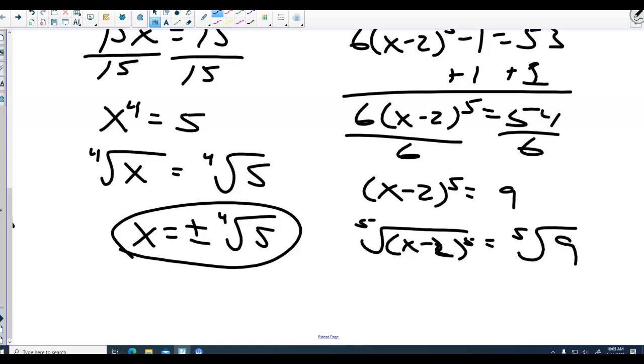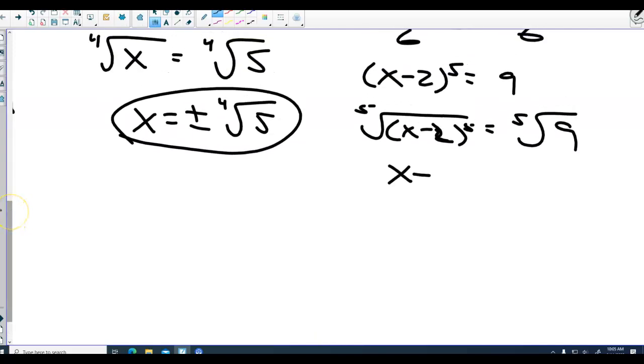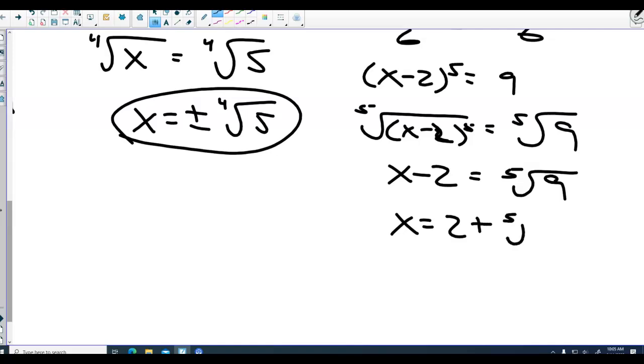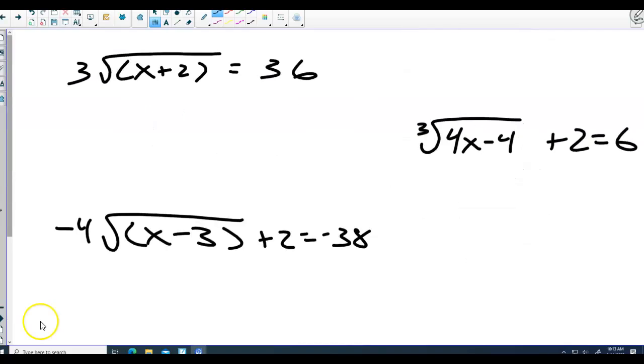Now, the square root of 9 is 3. We don't know the 5th root of 9. So you just leave it. So x minus 2, the 5th root of something raised to the 5th, cancels the exponents. 5 divided by 5 is 1. Equals the 5th root of 9. I add 2 to both sides. 2 plus the 5th root of 9. And that is my answer. I've got to be comfortable with that being an answer now.